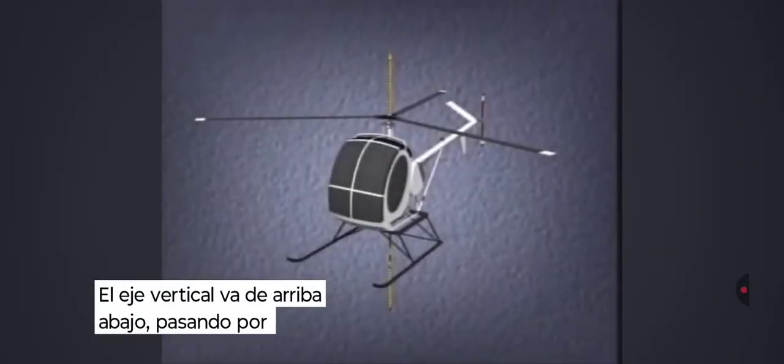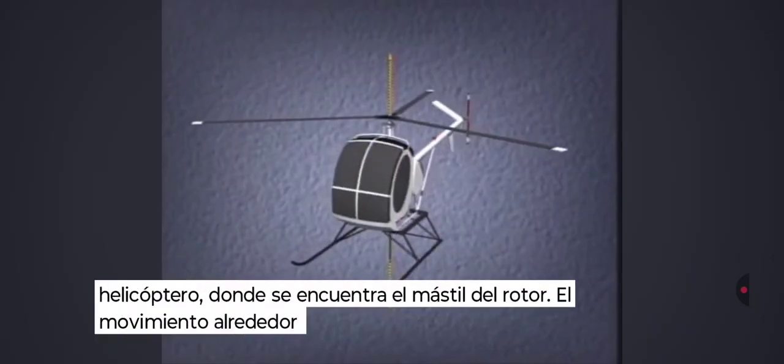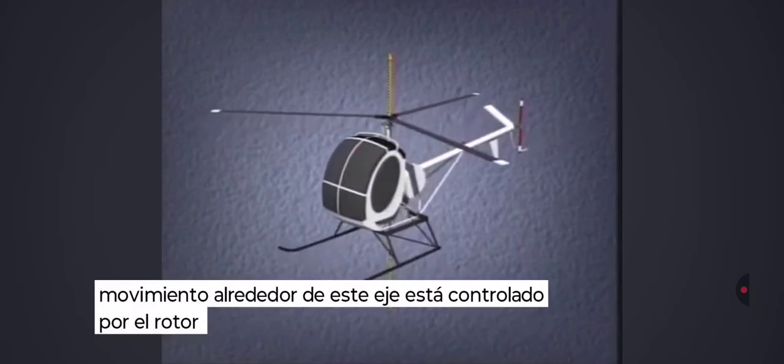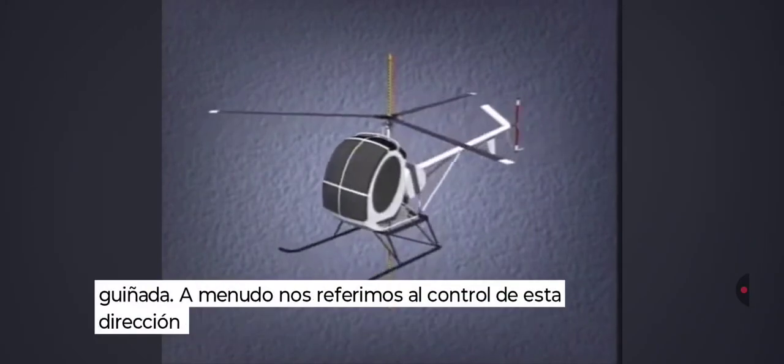The vertical axis goes from the top to the bottom through the center of the helicopter, where the rotor mast is. Movement about this axis is controlled by the anti-torque rotor and is called yaw. We often refer to control of this direction as heading.